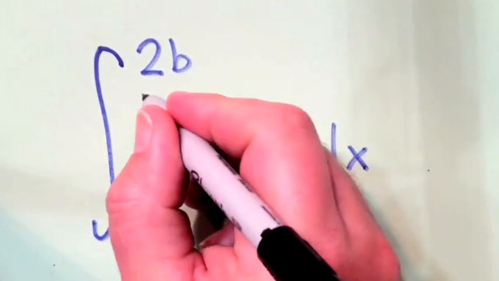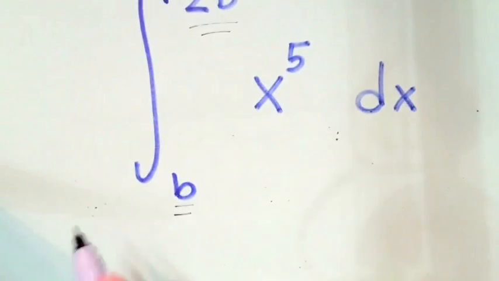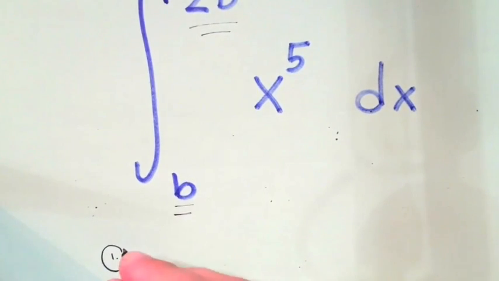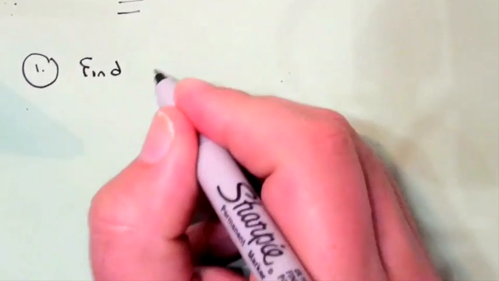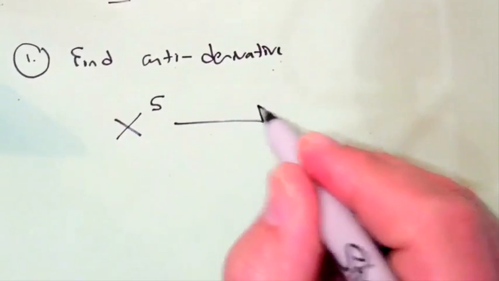So let's look at this question, the definite integral from b to 2b of x to the fifth dx. Just like before, we have our two-step process. We're going to find the antiderivative, and in this case it's straightforward because it's power rule for antiderivatives.